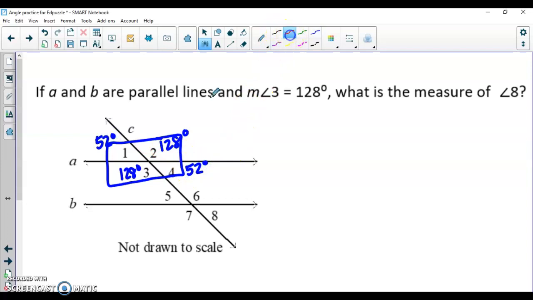And like we talked about in class, you can take this whole picture right here and you can just copy it, paste it down here. So this is going to be 52. This is going to be 128, 128, and this one's going to be 52 degrees. So the measure of angle 8 is going to be 52 degrees by using the angle slide.